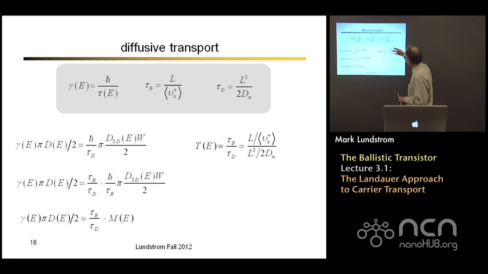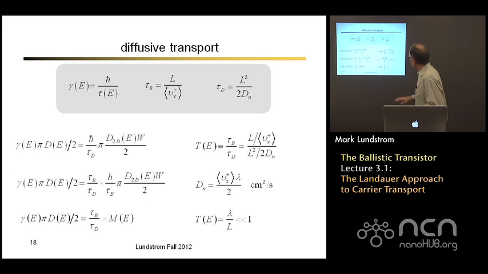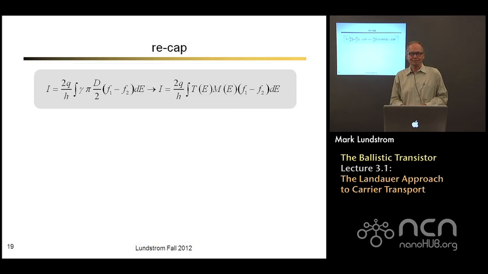But we have expressions for both of those transit times. If I also bring in an expression for the diffusion coefficient that we will talk about later, but the diffusion coefficient is related to the average velocity in the direction of transport times the mean free path, or distance between scattering events, divided by 2, then I can express my transmission in a very simple form. The transmission in the diffusive limit is just the mean free path divided by the length of the device. And in the diffusive limit, that is very much less than 1.